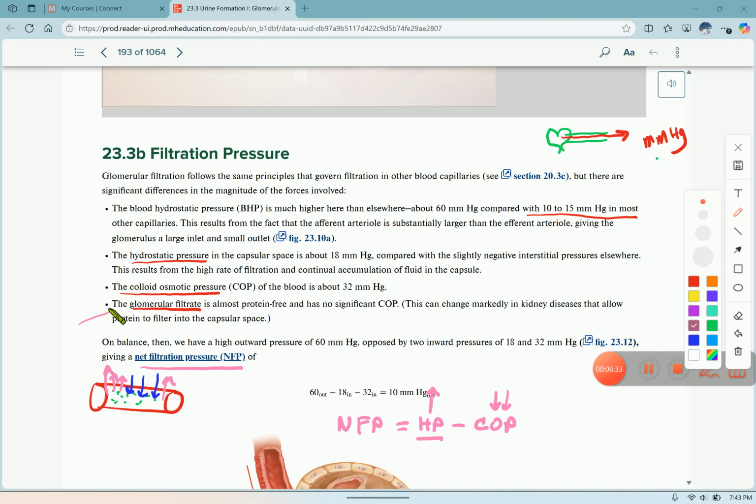Okay, with glomerular filtration, this is the net filtration pressure that is important for filtering out waste products. So a positive net filtration pressure means fluid is being pushed out of the glomerulus, and a negative net filtration pressure would mean the fluid is being pulled back in to the glomerulus.